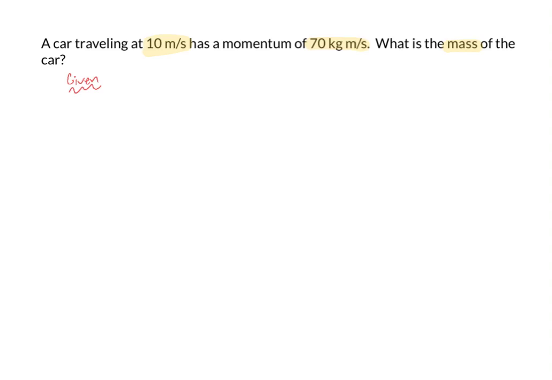So from this problem, I know that this car is traveling at 10 meters per second, which from the unit here, meters per second, I know is my velocity. So the velocity of my car is going to be 10 meters per second. I also know that my car has a momentum of 70 kilograms meters per second. I could figure that out from the units here, or from the fact that the question says that the car has a momentum of 70 kilograms meters per second. Either way, I know that my momentum is 70 kg·m/s.